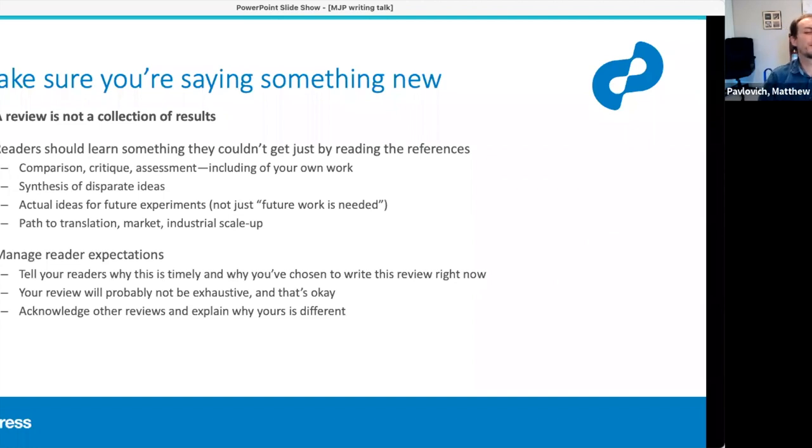At the same time, manage reader expectations. So you want to explain why this review is timely, why you've chosen to write the review now. Your review probably will not be exhaustive. Again, you probably can't cite every single paper that's ever been published. That's okay. And you probably will not have the only review on the topic. That's okay too. You want to acknowledge that. Explain why yours is different. Explain what the new angle you're taking. This is not going to be the only authoritative publication in this field. That's fine, but you do need to explain to the readers why they should care about it.